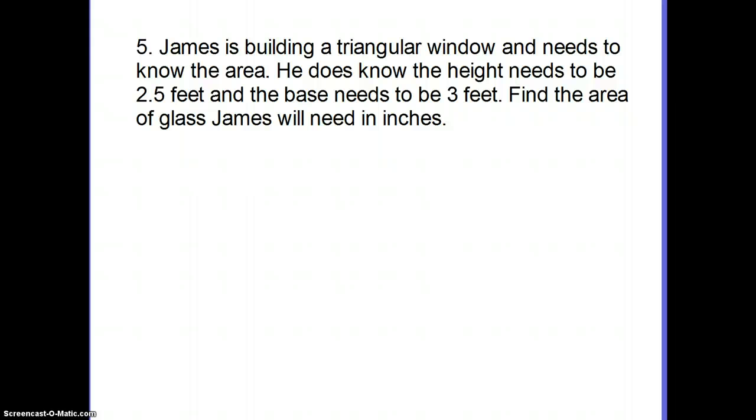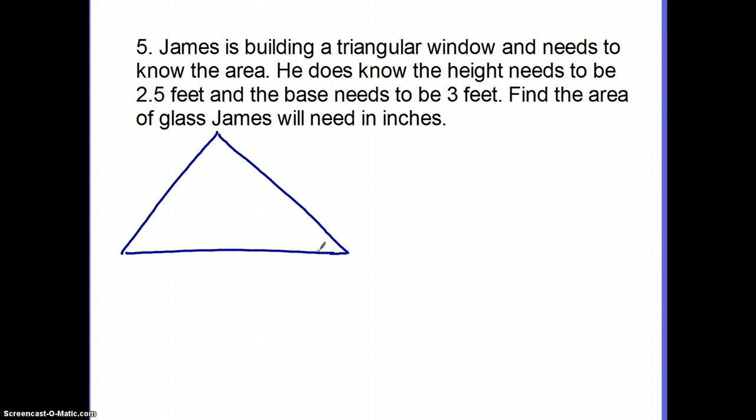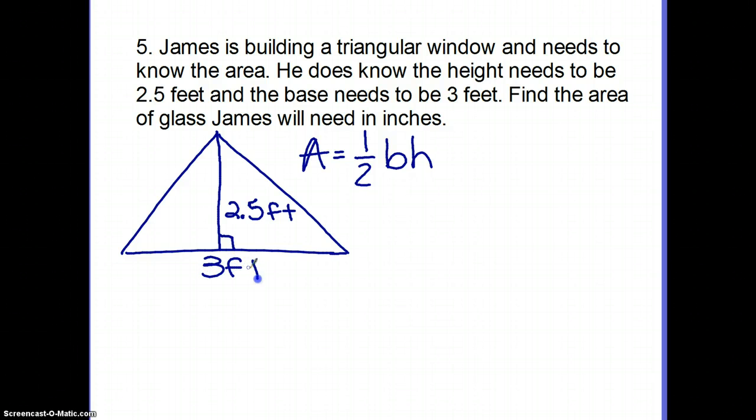James is building a triangular window and needs to know the area. Okay, so we have a triangle. He needs to know the area. I gotta remember, area of a triangle is 1/2 base times height. Okay. He does not know, oh, he does know, sorry. He does know that the height needs to be 2.5 feet. So the height right here needs to be 2.5 feet. And the base needs to be 3 feet.